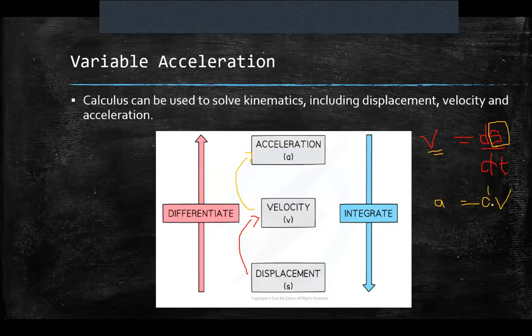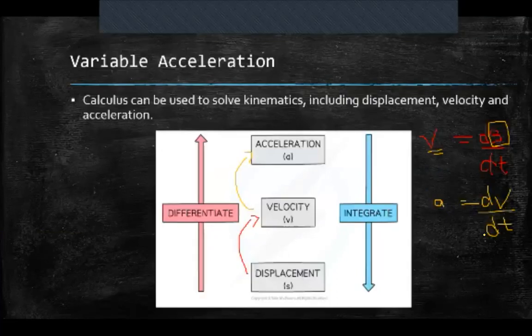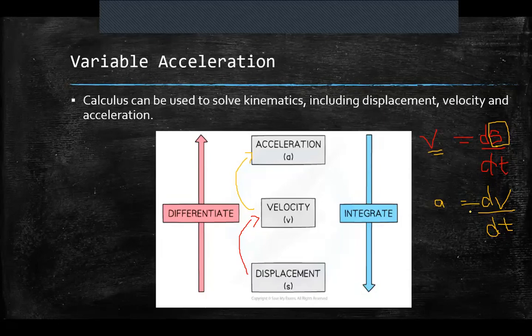Differentiating, this would be dv on dt. And back to the definition of acceleration: it is the rate of change of velocity. The word rate implies with respect to time, hence the dt. And what quantity are we measuring with respect to time? It's velocity. So dv on dt. Do you understand that?